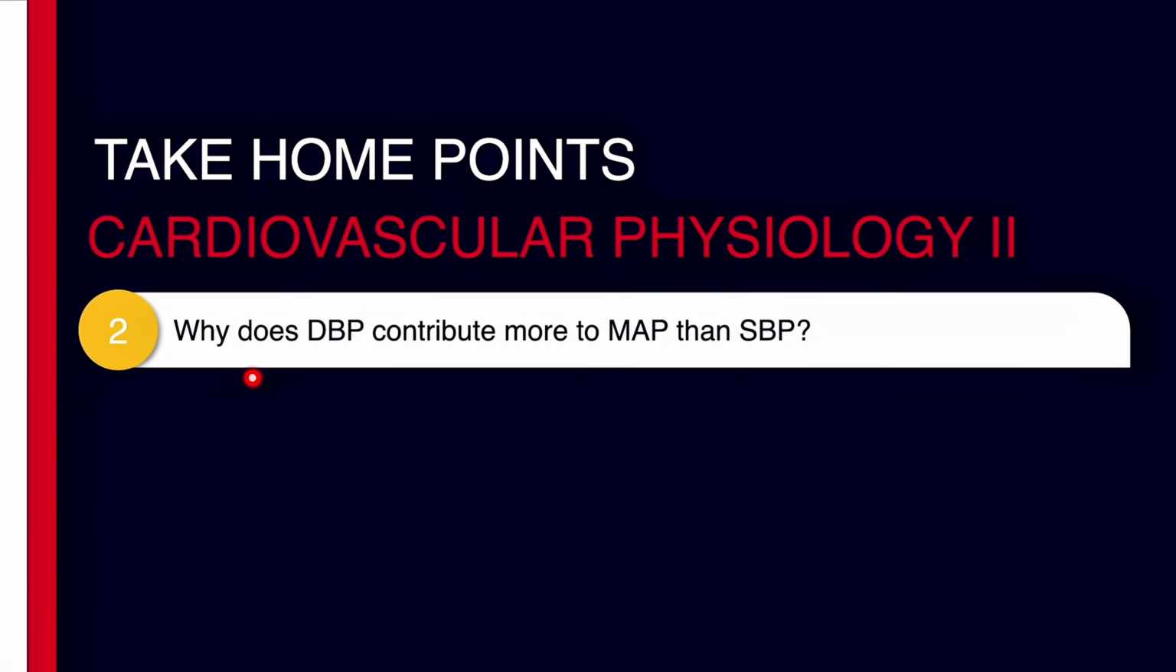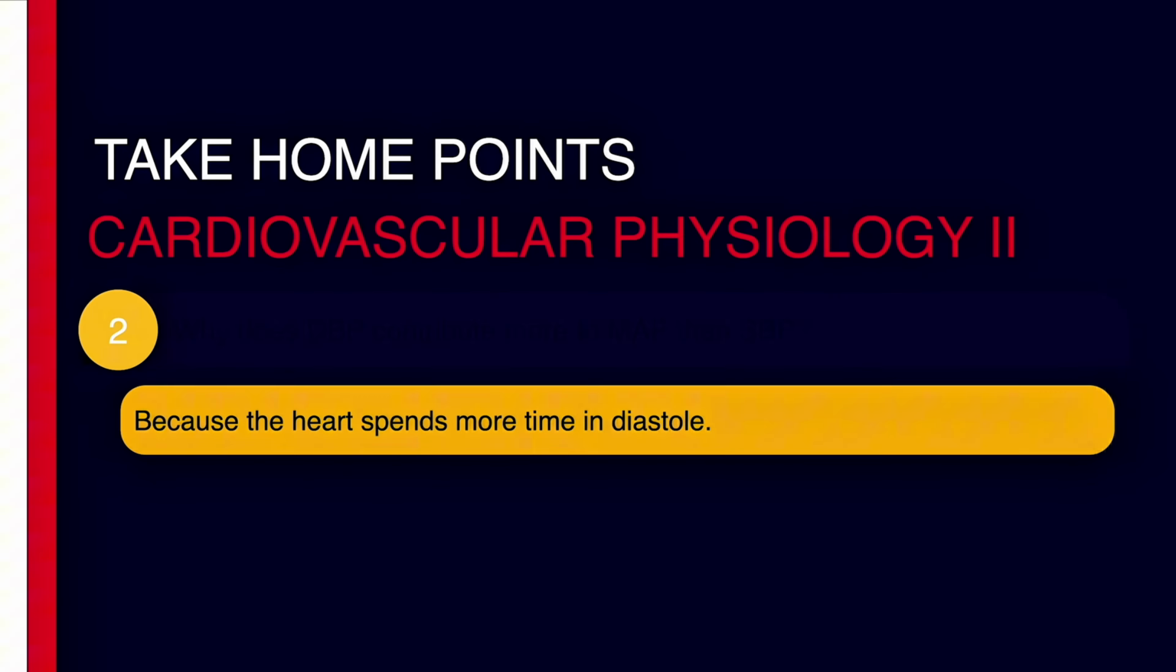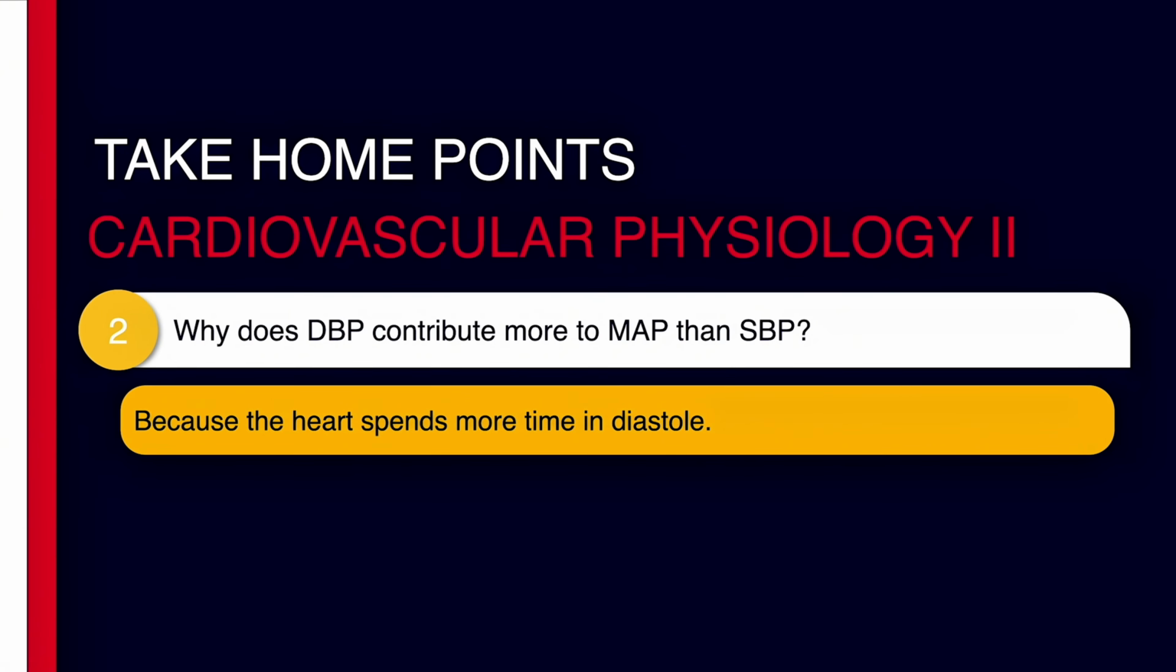THP2. Why does diastolic blood pressure contribute more to mean arterial pressure than systolic? Because the heart spends more time in diastole.